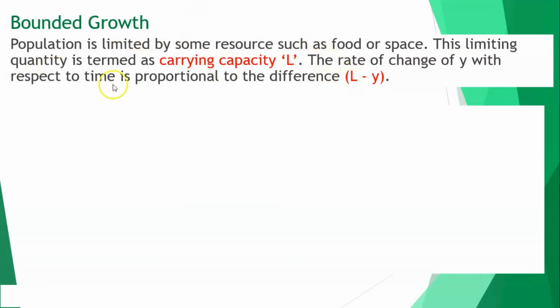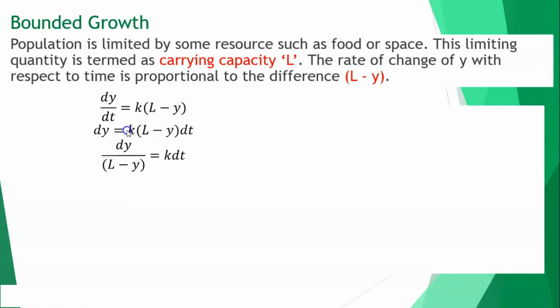Okay, bounded growth. The population is limited by some resource such as food or space. This limiting quantity is termed the carrying capacity, or let's have it as L. The rate of change of y with respect to time is proportional to the difference of the carrying capacity minus y. So we can have this as dy/dt = k(L - y). So cross multiplying, we divide by L minus y, so we'll have dy over L minus y is equal to k dt.